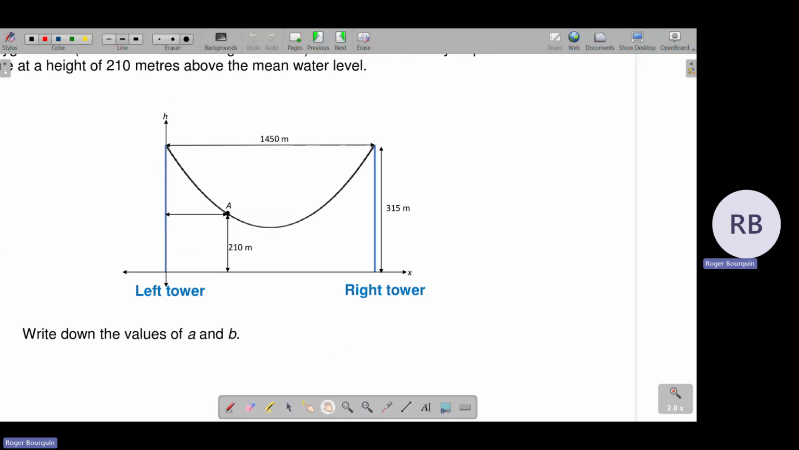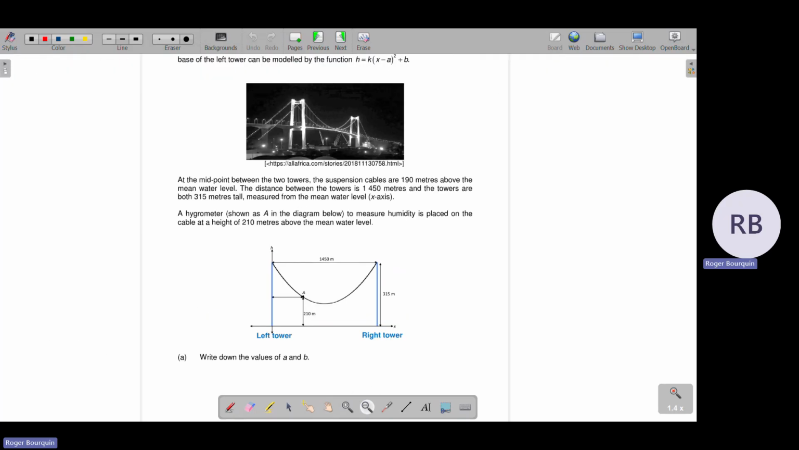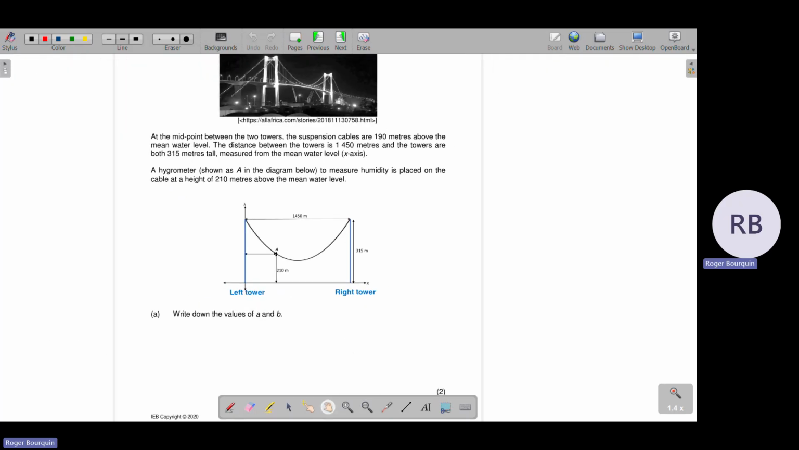Oh, this number is 19. Right, let's just double check the first part. Okay, so they told us the lowest part is 190 meters above the ground. Okay, and using symmetry, this will be 1450 divided by 2, which was what? What do you get for your x? 725, yes.